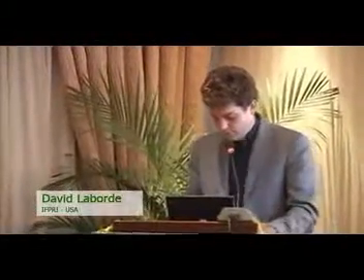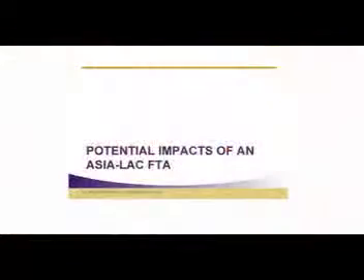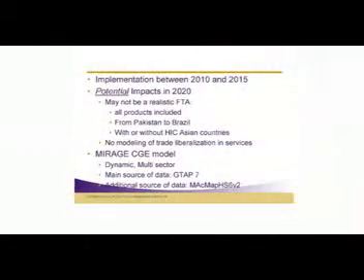So thank you. Now I'm going to show you some modeling results about what could be the integration between these two regions. So first, we are not looking at a very realistic scenario because we are looking at a full FTA from Pakistan to Brazil between the two regions without exception in terms of products.